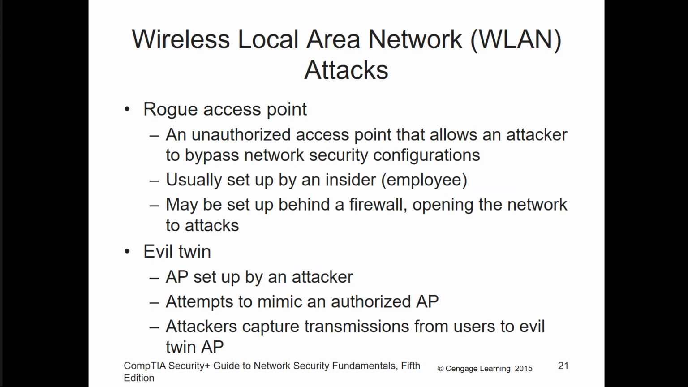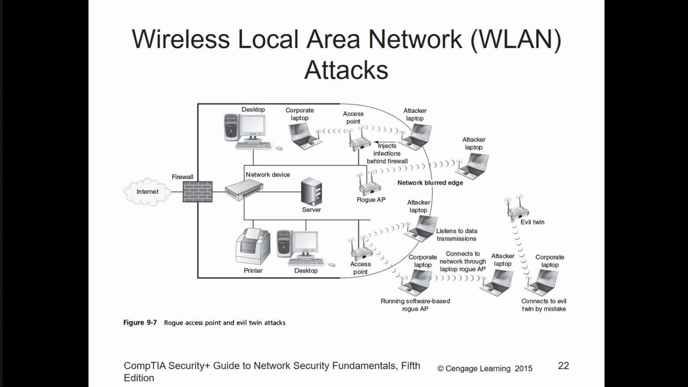Rogue access points we've already talked about, an unauthorized access point that allows an attacker to bypass network security. More often you see this with an office worker that wants his own personal Wi-Fi, so he unplugs his data jack at his cubicle, plugs in his own access point, and voila, that gives wireless access to that wired network, bypassing completely the company's or organization's network security. Evil Twin we already talked about, an AP set up by an attacker, made to mimic an authorized access point. Here is an example of a rogue access point.